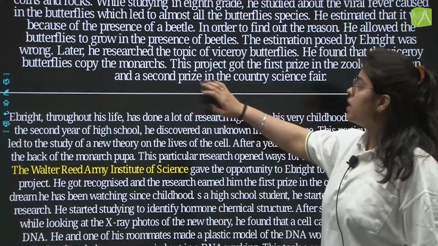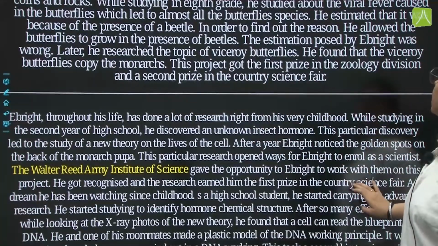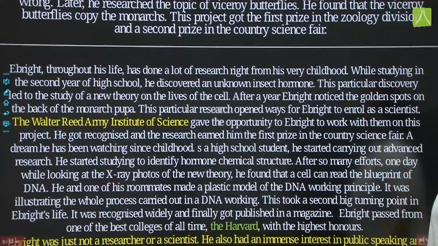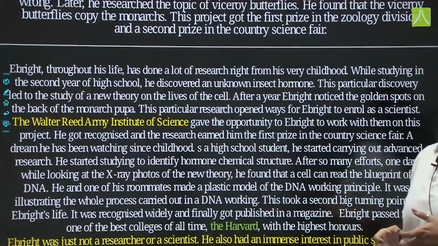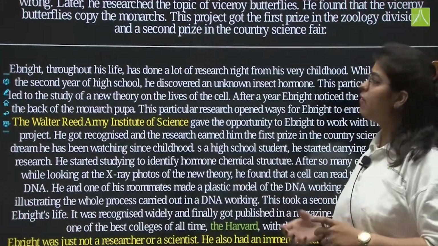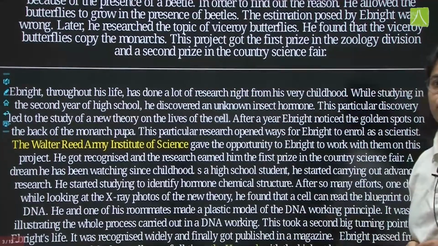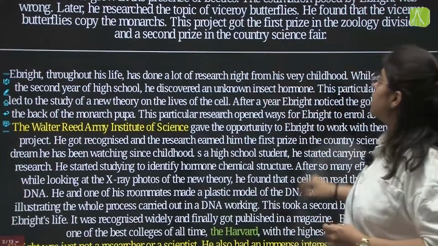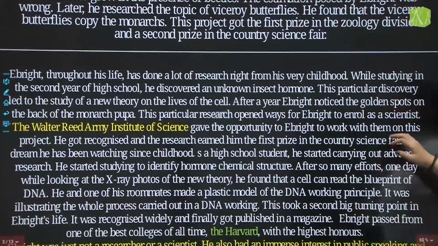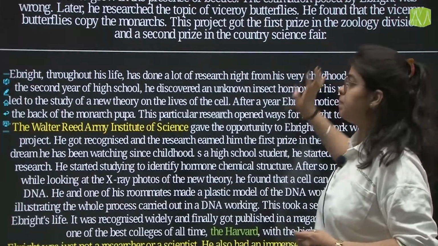In later years, he researched the topic of viceroy butterflies. He found that the viceroy butterfly copies the monarch. Why? Because birds do not like the taste of the monarch, and therefore the viceroy copies the monarch to save itself from being preyed on by birds. This project got the first prize in the zoology division and the second prize in the country science fair.